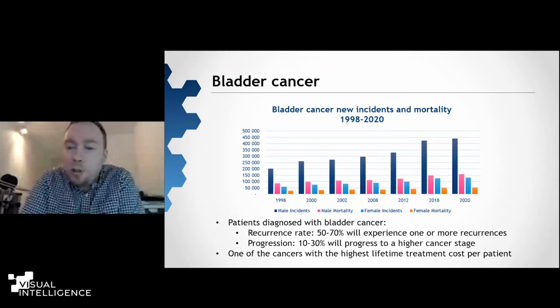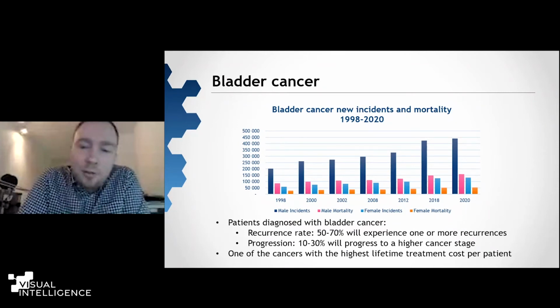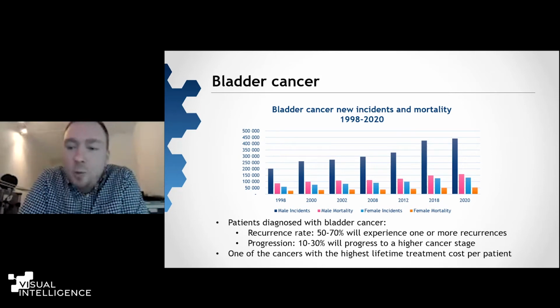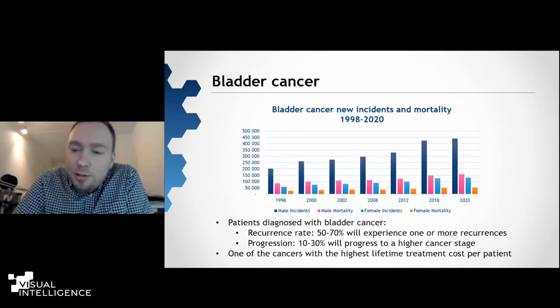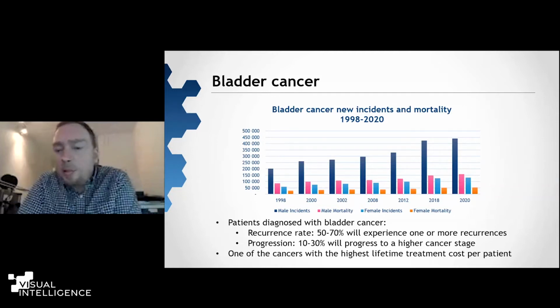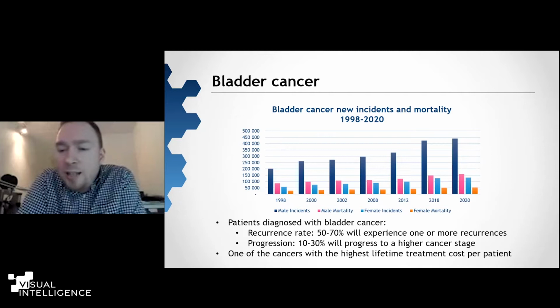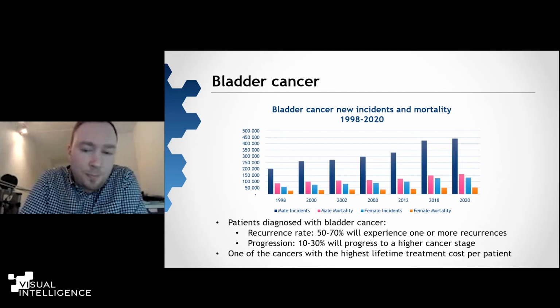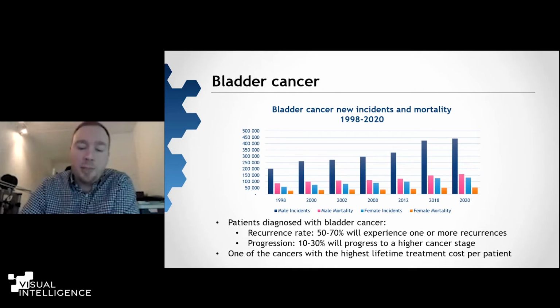For patients diagnosed with bladder cancer, we see that 50 to 70% of the patients will experience recurrence, meaning that after the cancer tumor is removed from the bladder, the cancer will come back. And in 10 to 30% of the patients, the cancer will progress to a higher stage. Bladder cancer is also known as one of the cancers with the highest lifetime treatment cost per patient. This shows the importance of correct treatment and follow-up of these patients.